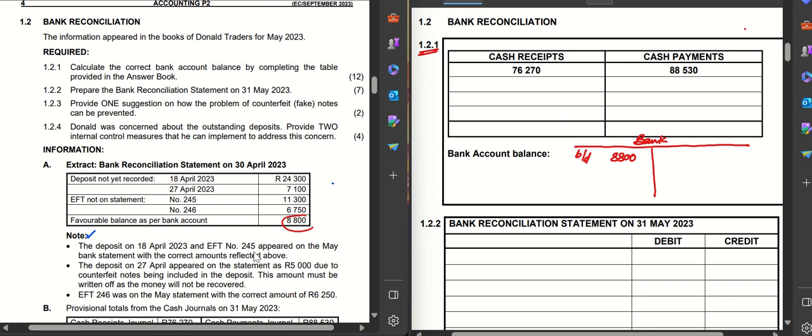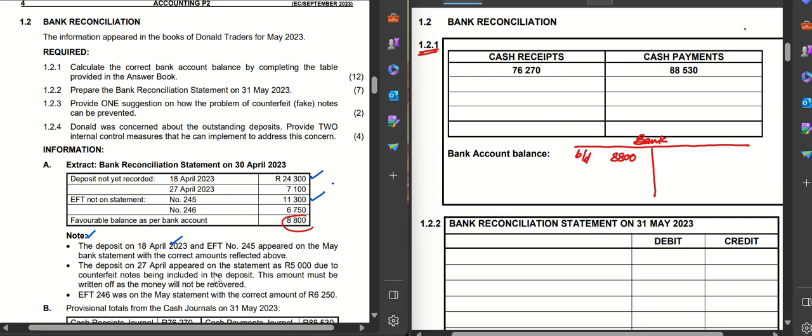Then it says note, the deposit on 18 April 2023 and EFT number 245 appeared on the bank statement with the correct amounts reflected above. So the deposit on 18 April, which is this one, and the EFT number 245, which is this one, have appeared on the bank statement with the correct amounts as reflected above. So those ones, I'm just going to tick them.